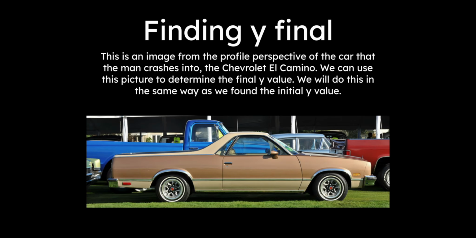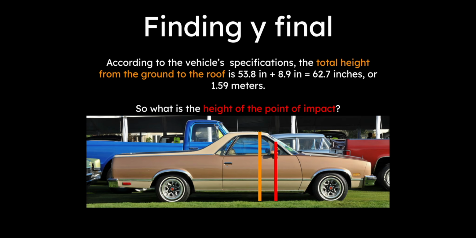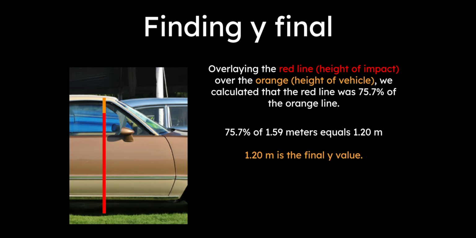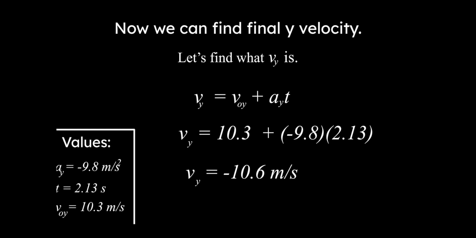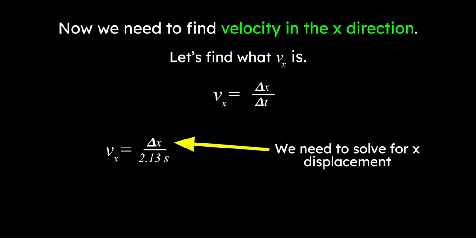Find y final. According to the vehicle specifications, Chevrolet El Camino, the total height from the ground is 62.7 inches. So what's the height of the point of impact? The red line right there. We're going to overlay them again, and we're going to do the same thing. We're going to find the ratio of 0.757, and 0.757 times 1.59 is 1.2 meters. Well, now we can find the final y velocity. Using these kinematic equations, we can solve for the final y velocity, which is negative 10.6 meters per second.